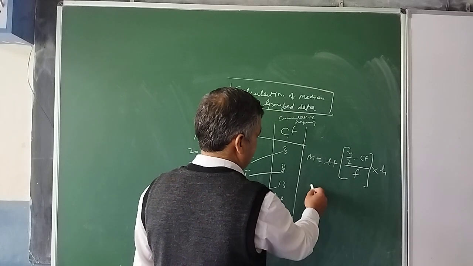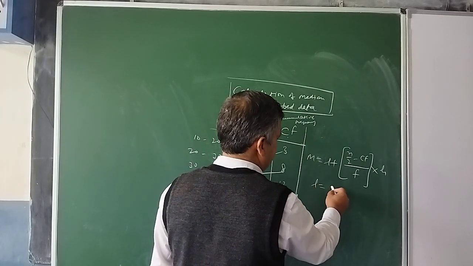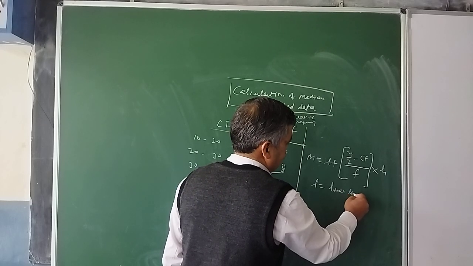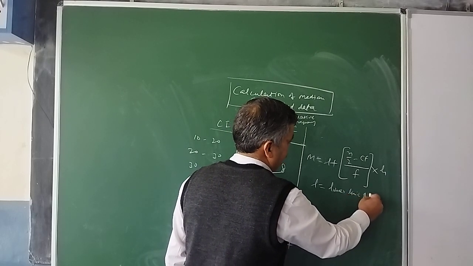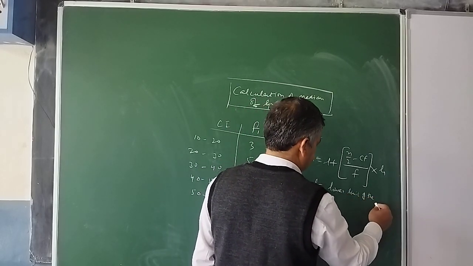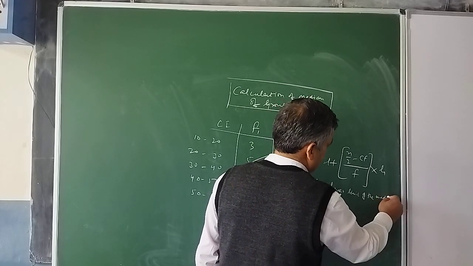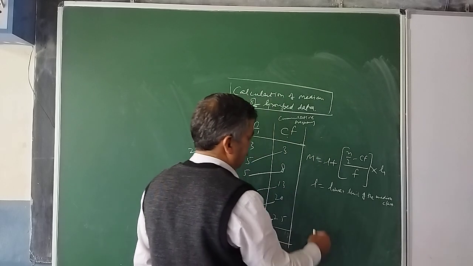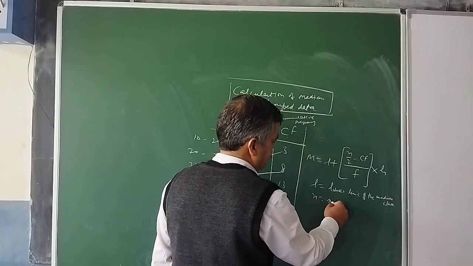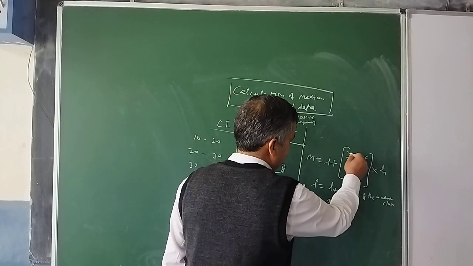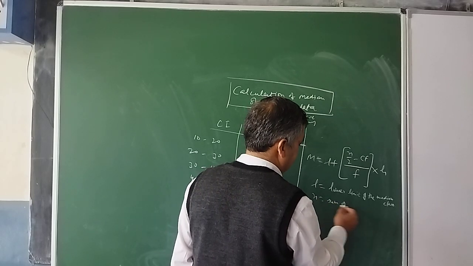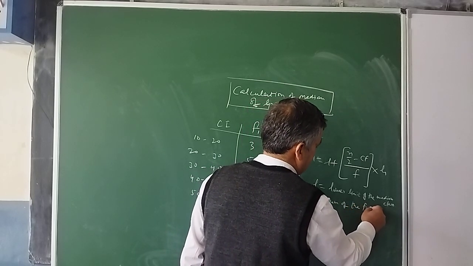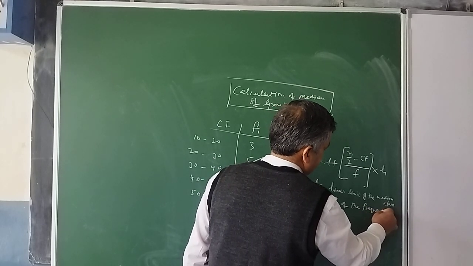What is L? L is the lower limit of the median class. N is the sum of the frequencies. N by 2 means I have to find n first, the sum of the frequencies. N denotes the sum of the frequencies.